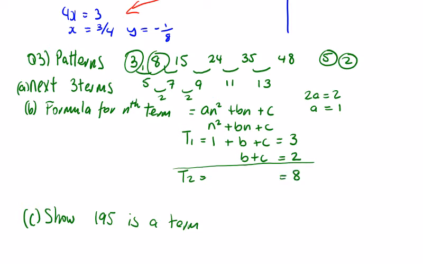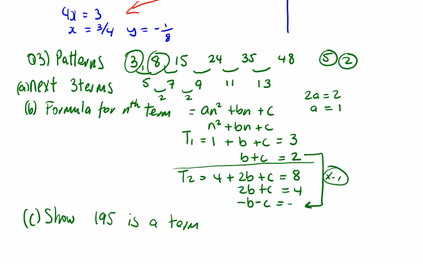So we're putting 2 in for n. So we're getting n squared, which is 4, plus b times 2, which is 2b, plus c, is equal to 8. So 2b plus c is equal to 4. Multiplying this equation by -1, or just changing the signs, is going to give me minus b minus c is equal to -2. So we're going to get b is equal to 2.